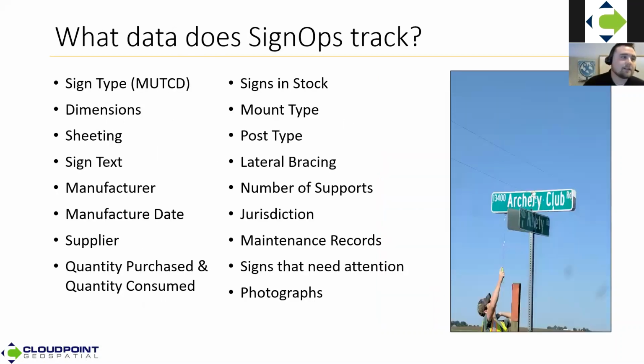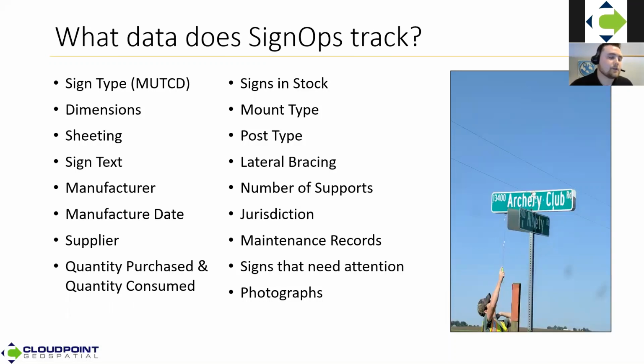So what does Synops track data-wise? Well, here's just a small list of some of the stuff that you can track with Synops. All importantly, the MUTCD codes, sign dimensions, sheeting, text, manufacturers, suppliers, quantities, all of this other stuff, jurisdictions, complete maintenance records. And we also utilize signs that are in need of attention.